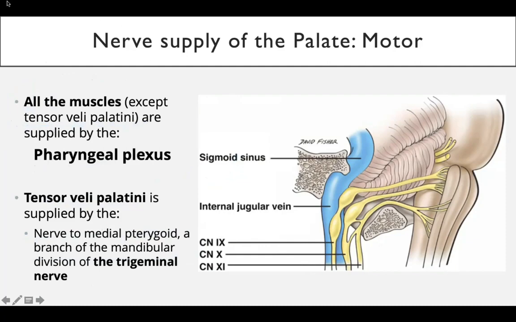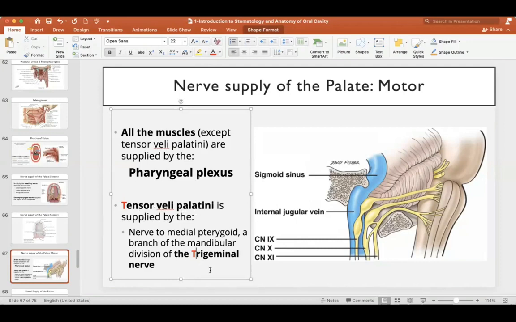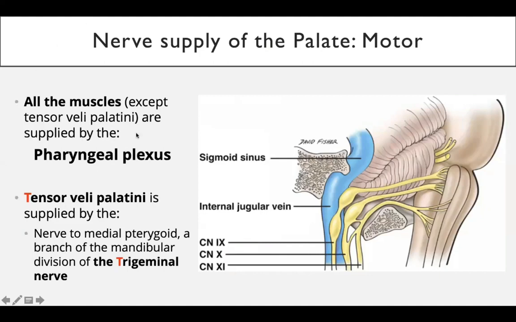Now we know there is tensor T, and trigeminal also has T. That's how we remember. So tensor veli palatini was an exception because it is supplied by the trigeminal nerve. This is a good idea to remember. All the muscles except tensor veli palatini are supplied by the pharyngeal plexus, and tensor veli palatini is supplied by the mandibular division of the trigeminal nerve.